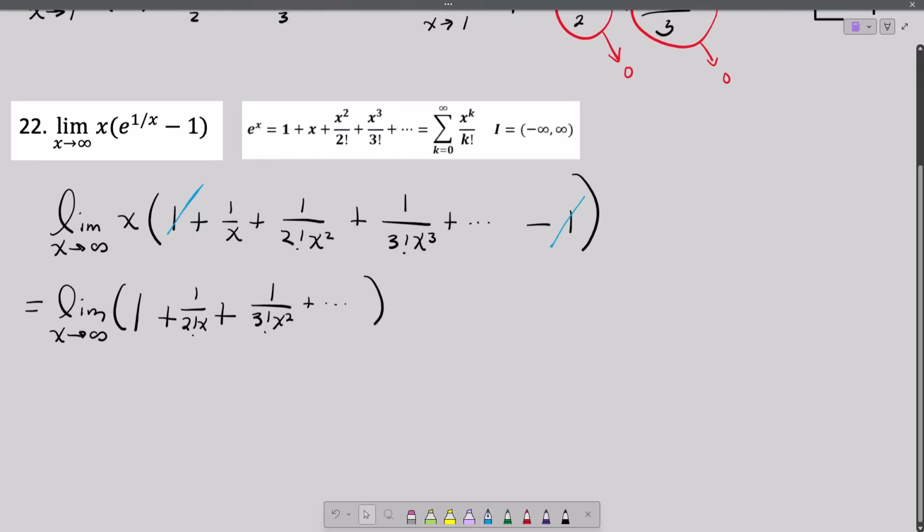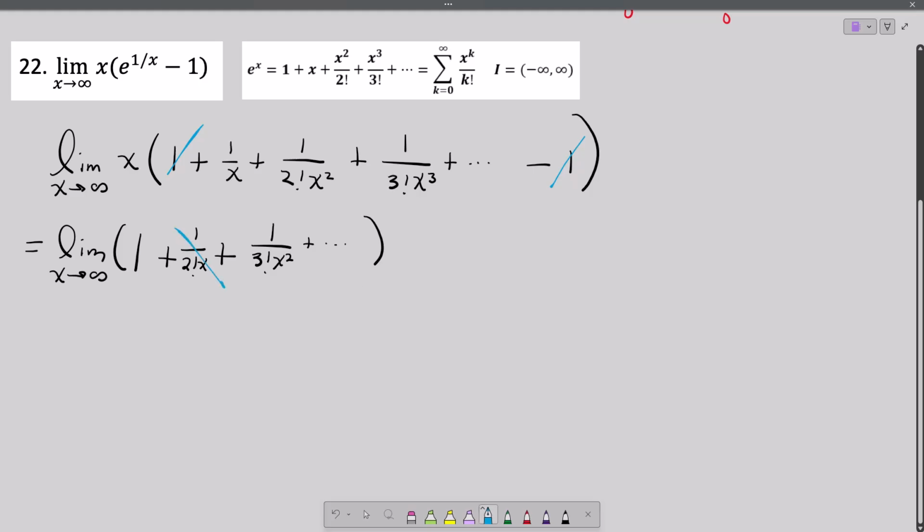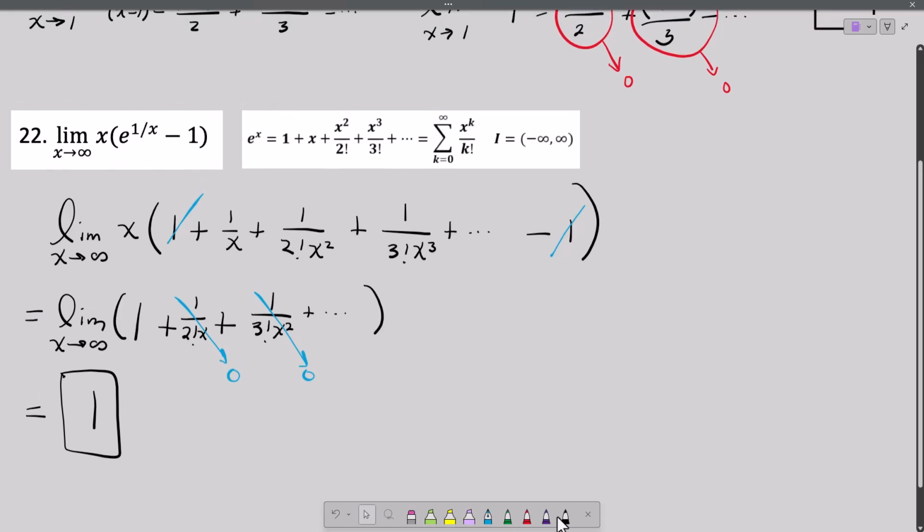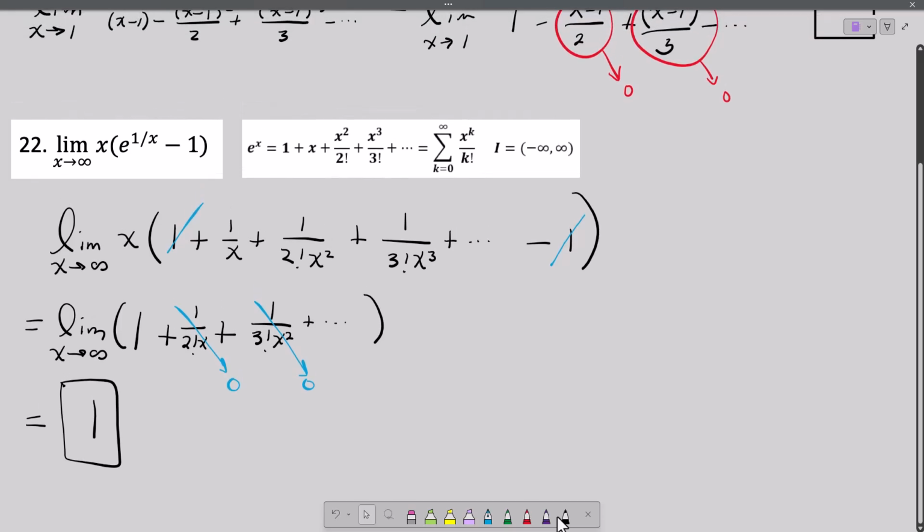And once again, we see that as x goes to infinity, all these terms over here are going to go to 0. So our overall limit, it's 1 again. Lots of 1s. So if we have the power series for a particular function, we can just replace the function with its power series.